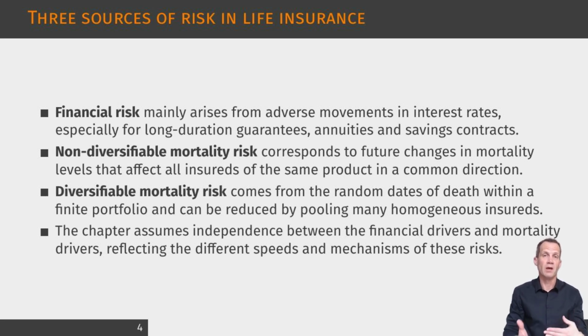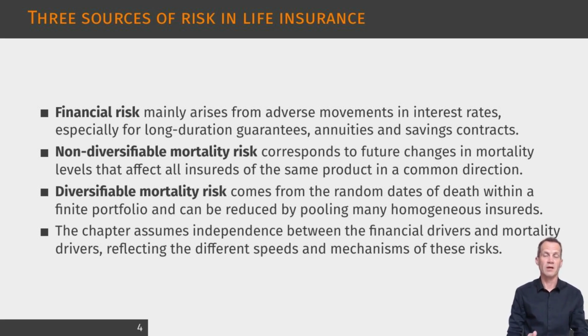In this chapter, the main financial risk is interest rate risk. It is particularly important for long-duration annuities, endowments and savings contracts because small changes in long-term rates can produce large changes in present values. Some of this exposure can be hedged with financial instruments, but perfect hedging may be unavailable for very long maturities. The second source is non-diversifiable mortality risk.